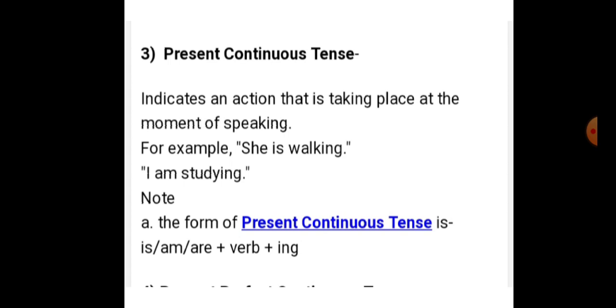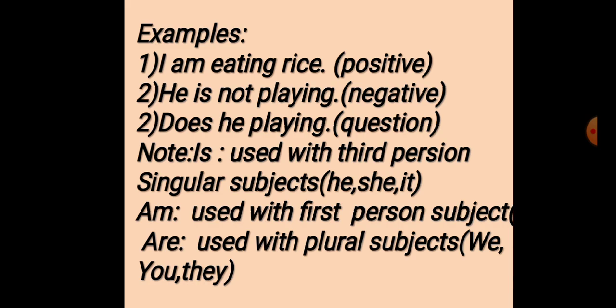Present continuous tense indicates an action that is taking place at the moment of speaking. For example, she is walking, I am studying. The form of present continuous tense is am/is/are plus verb plus ing. Examples: I am eating rice. This is the positive form. 2. He is not playing. This is the negative form. Is he playing? Question form.